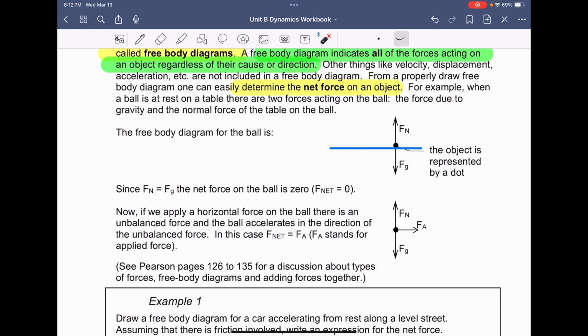What if we then introduce some sort of applied force in the horizontal? Well, Fn and Fg would still be balanced, but this Fa here determines the net force, because if these two forces balance with each other and F net is equal to zero in the vertical direction, we now have this unbalanced force that is this applied force in the horizontal. So we're going to get more into that when we come to the examples, but just know that free body diagrams are the diagrams that include all the vector components of the forces that act on an object.